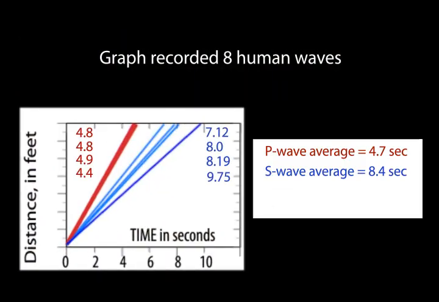8.19. The data table below shows the trial times and calculated averages for the seismic wave speeds in the demonstration. Note how the S wave travel time comes to about 55% that of P waves, which is within reason for actual travel time differences.